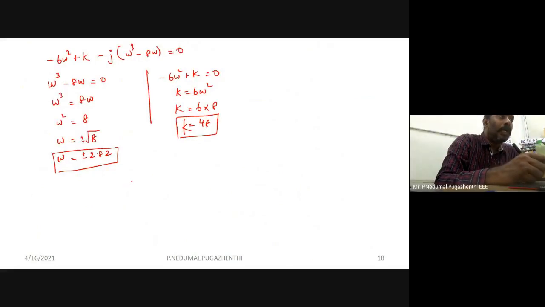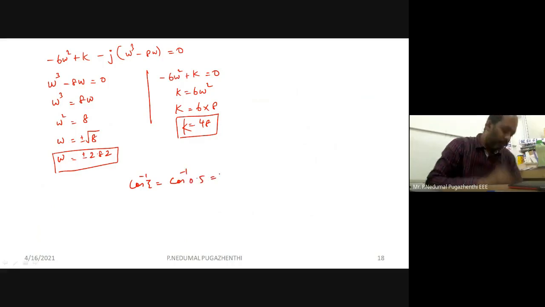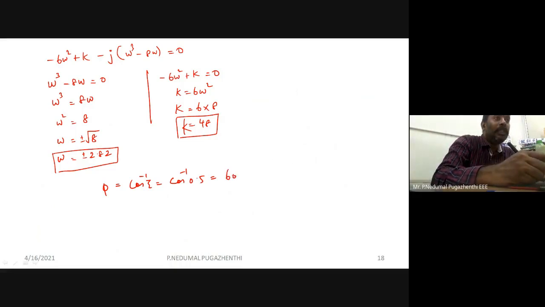So you have cos inverse of zeta, which is equal to cos inverse of 0.5. If you put your calculators in degree mode and if you find cos inverse of 0.5, it is going to be 60 degrees.